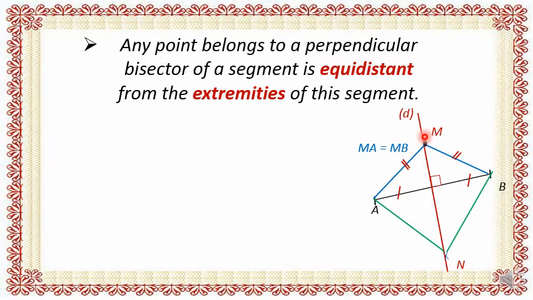Take another point N. What do you notice? We notice that also NA is equal to NB. Also, we can say that N is equidistant from the extremities of the segment AB. Extremities which are A and B. Extremities means end points.